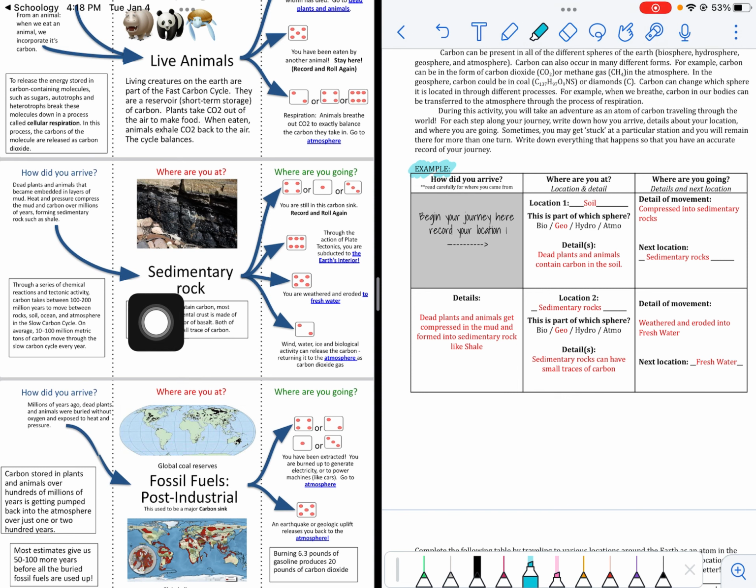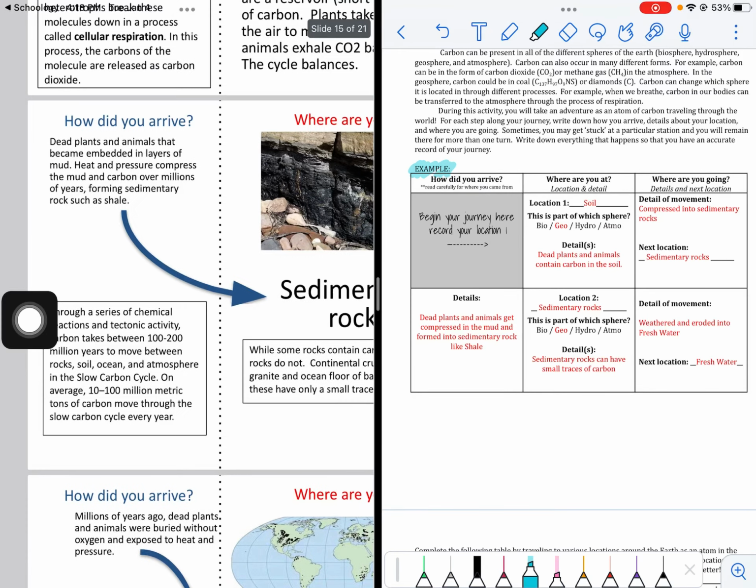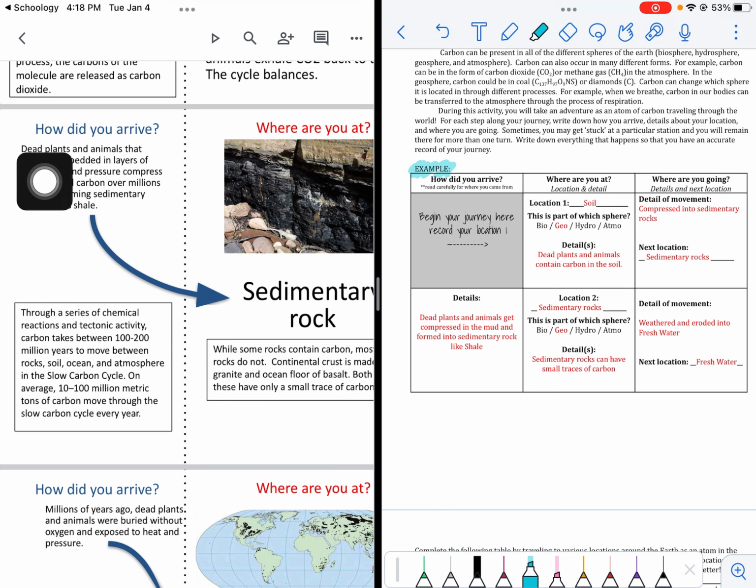Here it is. So for details, I have to look carefully at where I'm coming from, right? I'm coming from the soil. So I'm going to look here, Sedimentary Rocks. Am I coming from dead plant and animal remains or chemical reaction and tectonics? Which one of those matches the detail of where I was coming from? Well, that's this one. So I'm just recording what I read. Dead plants and animals are embedded in the mud. Heat and pressure compresses them into a sedimentary rock. So this is how I got to this location from soil.